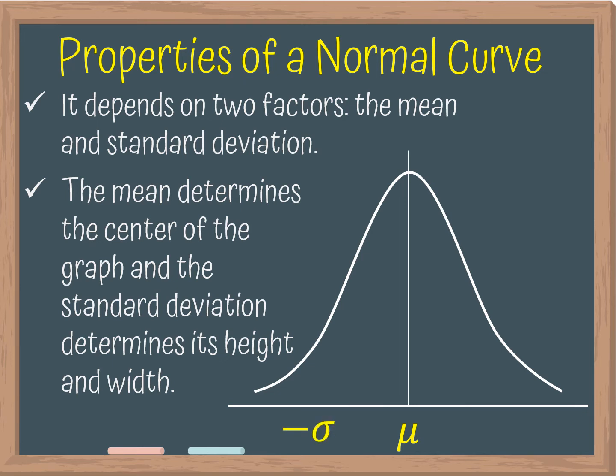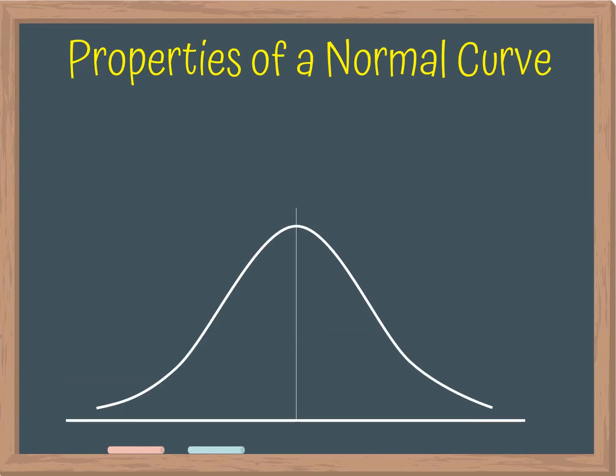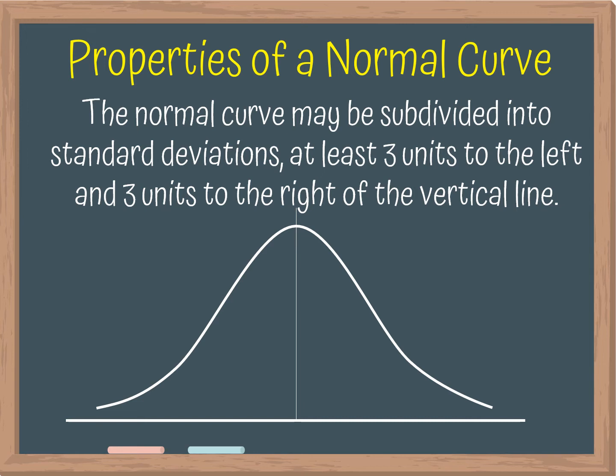The mean determines the center of the graph, and the standard deviation determines its height and width. So how are we going to illustrate a normal distribution using a normal curve? The normal curve may be subdivided into standard deviations, at least 3 units to the left and 3 units to the right of the vertical line.